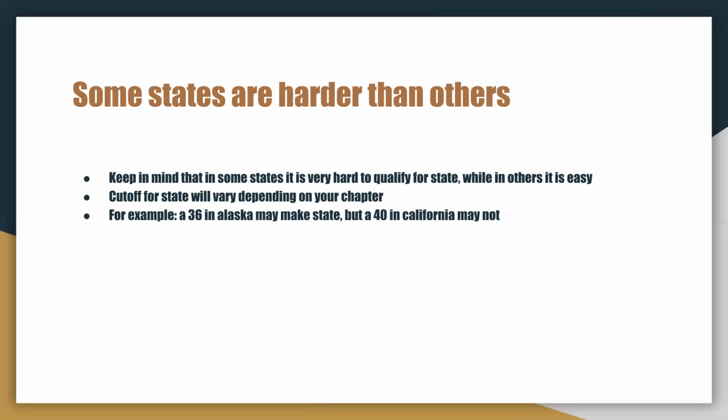Some states are harder than other states. Keep in mind that in some states it is very hard to qualify for state, while in others it is easy. Cutoff for state will vary depending on your chapter. For example, a 36 in Alaska may make state, but a 40 in California may not.